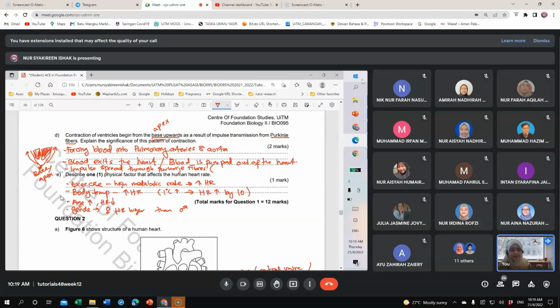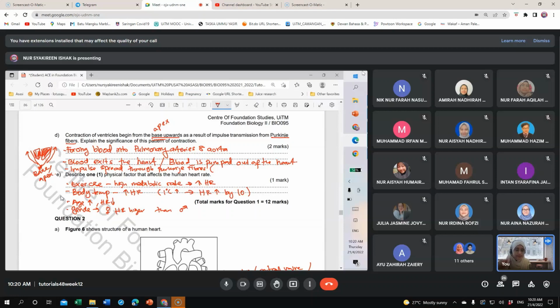So exercise increases heart rate. And then body temperature increase. Bila awak demam kan, when you have a fever, every 1 degree Celsius increase in body temperature increase the heart rate by 10. Kan, so sepatutnya heart rate awak berapa? 70 berapa beat per minute? 75, 72 kan.